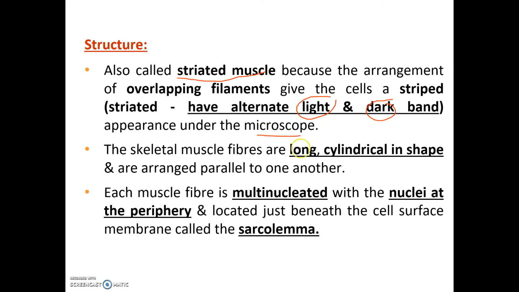Skeletal muscle fibers are long and cylindrical in shape, arranged parallel to one another. Each muscle fiber is multinucleated, meaning they have many nuclei within the fiber, and the nuclei are at the periphery, meaning at the side, just located beneath the cell surface membrane called the sarcolemma. So the sarcolemma is the membrane of the muscle.